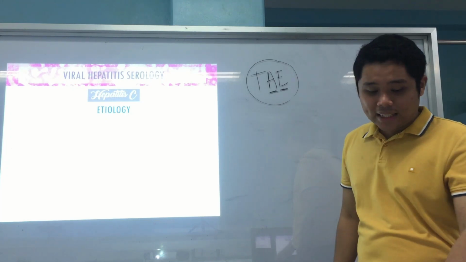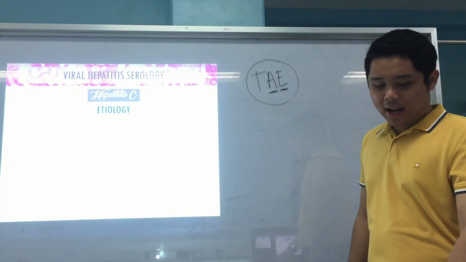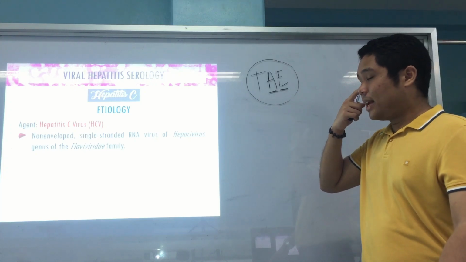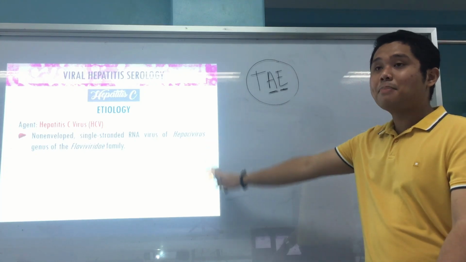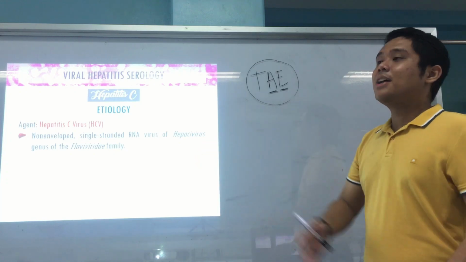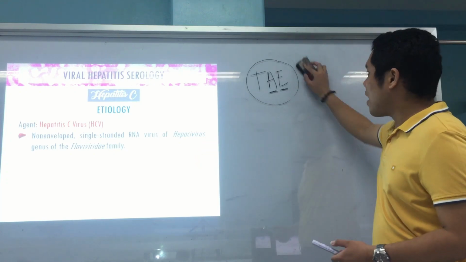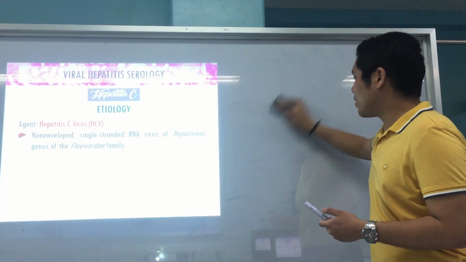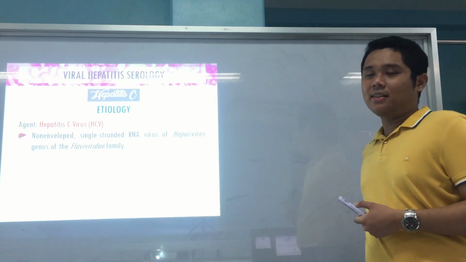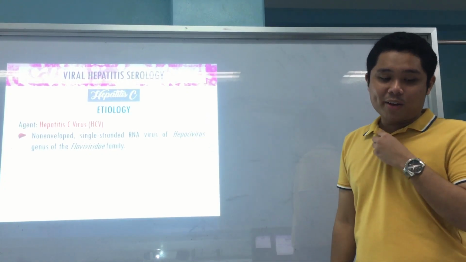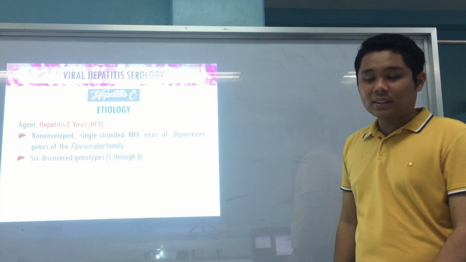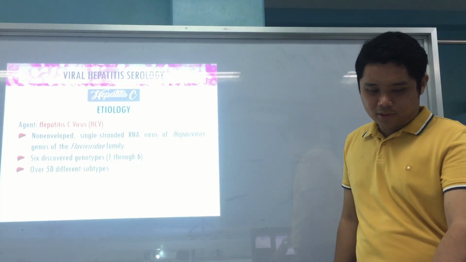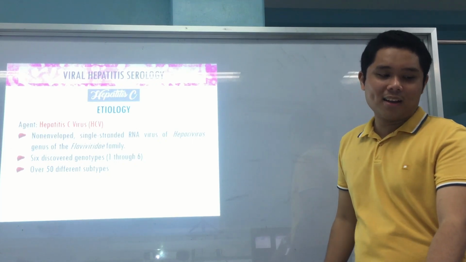Now for hepatitis C, the agent is, of course, hepatitis C virus or HCV. It's an enveloped, single-stranded RNA virus of the Hepacivirus genus of what family? Flaviviridae. So it's the same family as dengue virus, if I'm not mistaken. Different genus, but the same family. You have 6 discovered genotypes, 1 through 6, okay? And over 50 different subtypes. So it has many genotypes and subtypes.